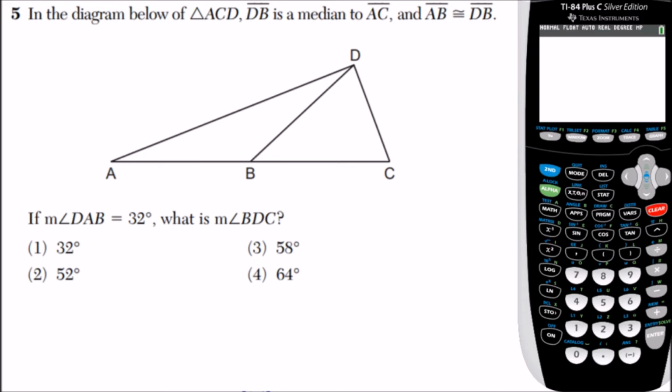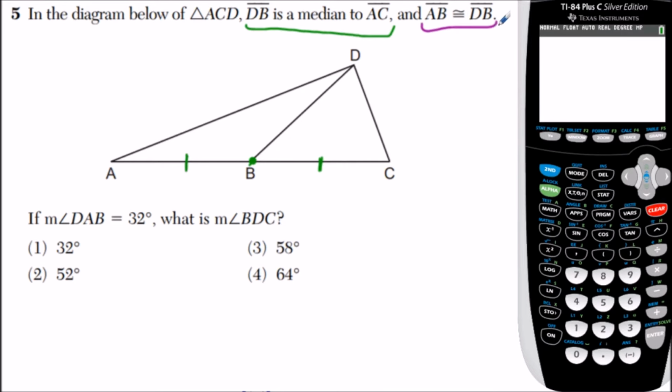For this question here, we need to know some of this vocabulary. If DB is a median to AC, the median is a line connecting the vertex to the midpoint of the opposite side. So if B is the midpoint of AC, that means AB is congruent to BC. I most often like to translate this stuff onto a diagram.